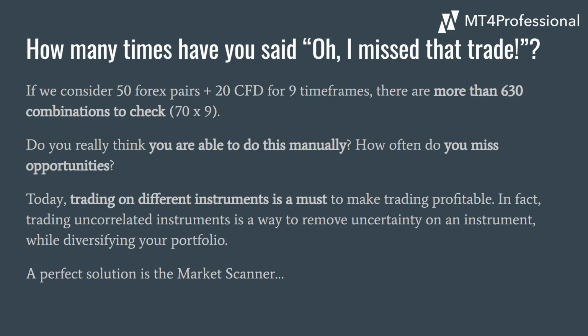Well, consider the number of Forex pairs that are out there. There are about 50 pairs, about 20 CFDs, 9 different time frames to choose from on MT4. Well, that's over 630 combinations if you do the math. So do you really think that you are able to manually scan through and find just the right opportunity to trade from? Usually not. Most people will have a basket of pairs or instruments that they're looking at and look at 1, 2, 3, 5 maybe.